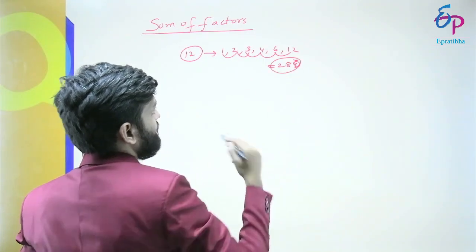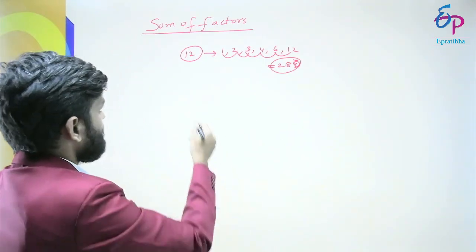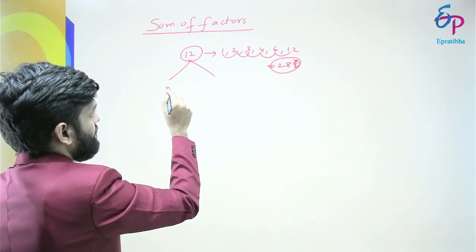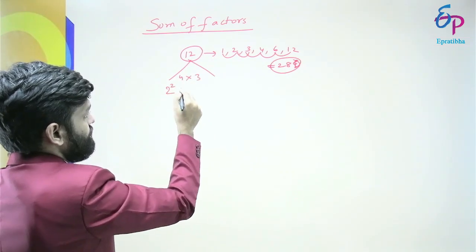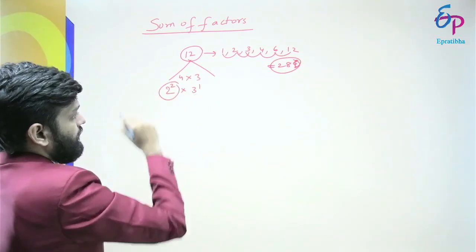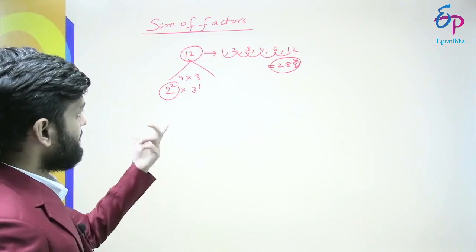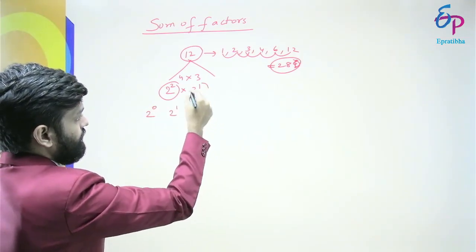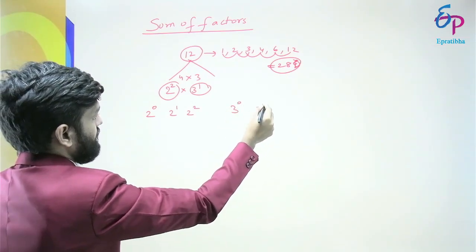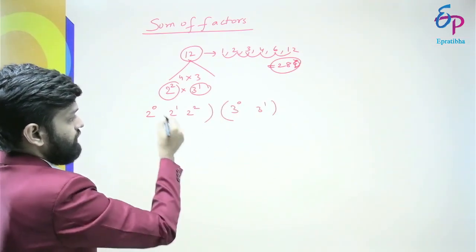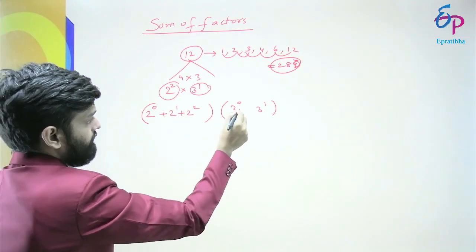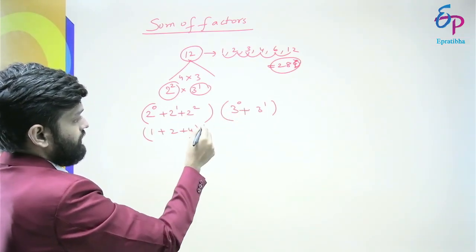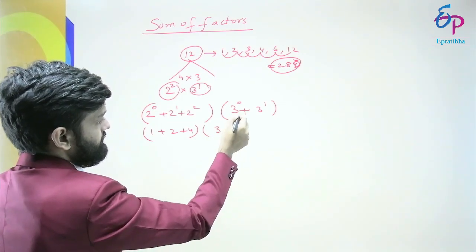Now how to get the sum of factors for a bigger number? So let's work it out. 12 can be written as 4 into 3, that is nothing but 2 square into 3 power 1. I told you there are hidden numbers there, right? Total 3 numbers are hiding there: 2 power 0, 2 power 1, 2 power 2, and here 2 numbers are hiding, 3 power 0 and 3 power 1. Just put a bracket for different numbers and please put a plus sign. So this is 1 plus 2 plus 4 into 3 plus 1.